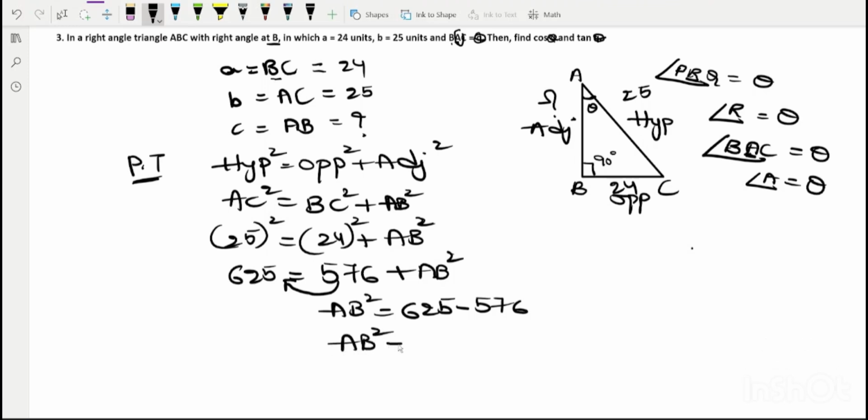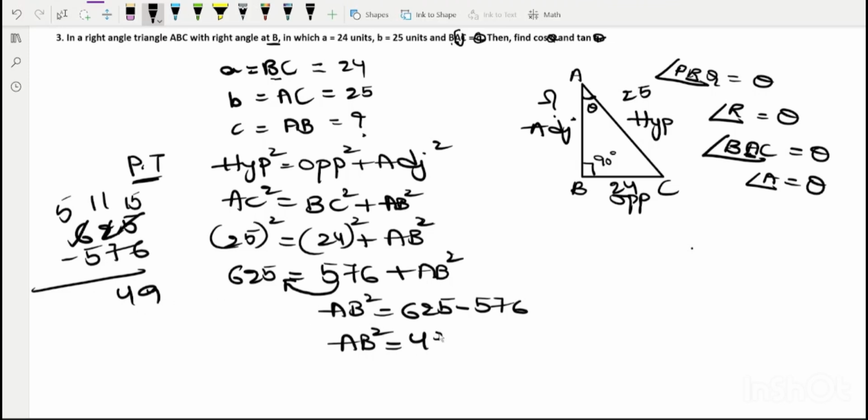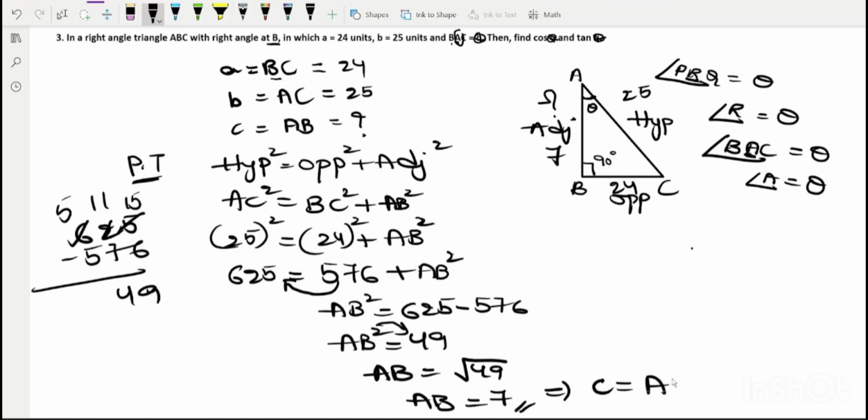So AB square equals, what's the value of 625 minus 576? 15 minus 6 would be 9, 11 minus 7 would be 4, and 5 minus 5 would be 0. So 625 minus 576 is 49. So AB square equals 49. When the square is moved to the other side, it becomes a square root. So AB equals the square root of 49. What's the square root of 49? It would be 7. So now the value of AB is 7, and you can write small c equals AB equals 7 centimeters.